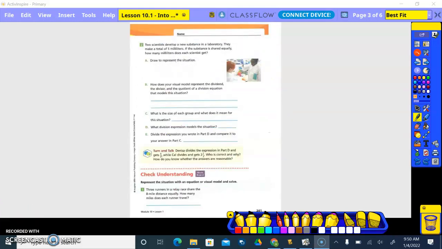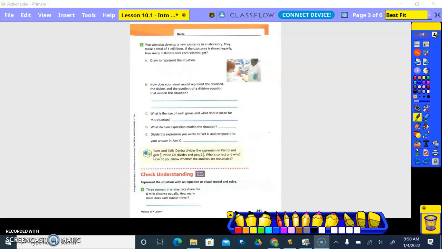Two scientists develop a new substance in a laboratory. They make a total of 5 milliliters. If the substance is shared equally, how many milliliters does each scientist get? We'll draw a representation here in a second. Letter B, how does your visual model represent the dividend, the divisor, and the quotient of the division equation that models the situation? We'll come back to that too. What is the size of each group, and what does it mean for the situation?